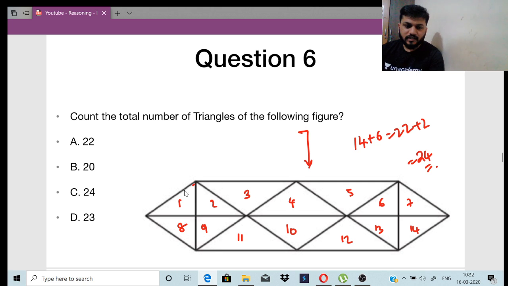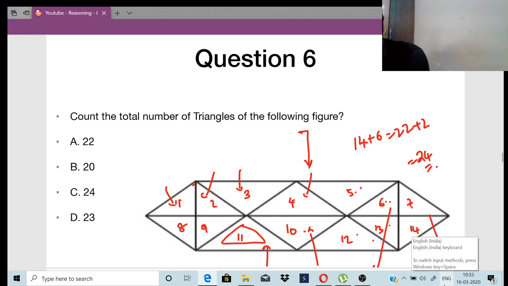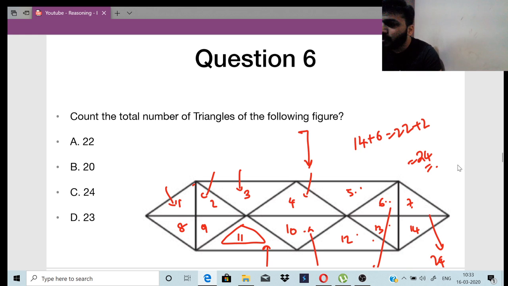14 हो गया, next this one is 15 16 17 18 19 20 21 22 23 24, okay, got it, 24 आ गया मेरा, 14 triangles, right? 15 16 17 18 19 20 21 22 23 24, yes. 14 plus 6 plus 2, right? 14 plus 6 plus 2.